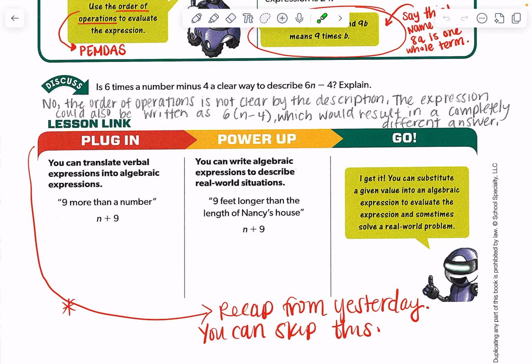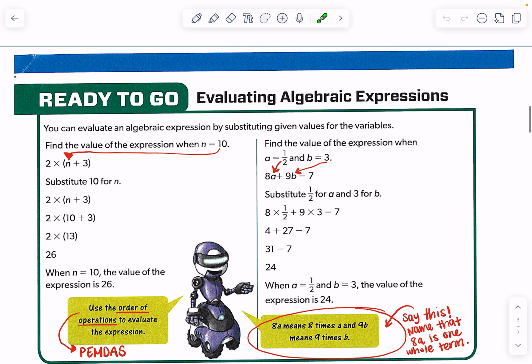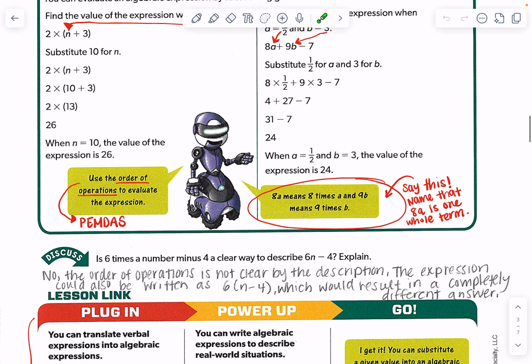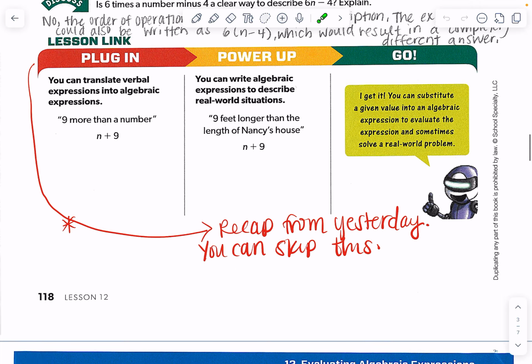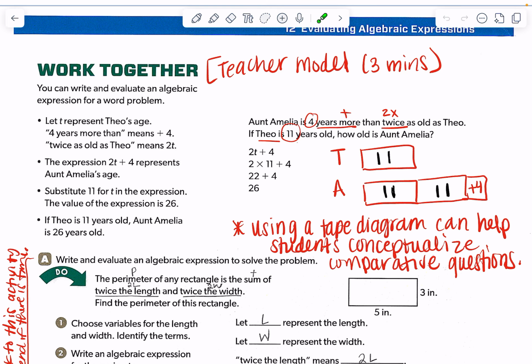And definitely feel free, even before you jump into that intro, to go over the recap. So yesterday we learned to translate verbal expressions into algebraic expressions and write them in real world scenarios. Today we are going to evaluate expressions the same way I modeled earlier in this video. Okay, so then you're going to jump into your teacher model, specifically focused on these steps. It should take about 3 minutes. You really want to take your time with this model so students are set up for success.